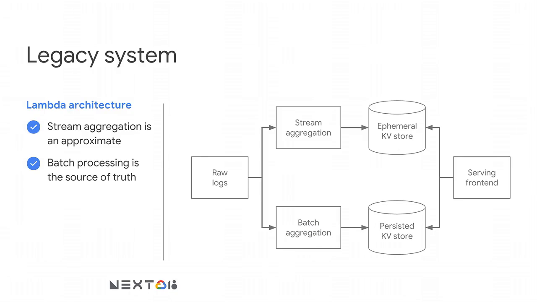Before we go into the system that we are building and have built, let's look at our legacy system, how analytics aggregations have been working at Twitter for the past few years. The legacy system is a Lambda architecture consisting of a stream aggregation system and a batch processing system. Basically, the flow for both of these is we have raw logs that are ingested by one of the aggregation systems, and then aggregated and stored in a key value store.